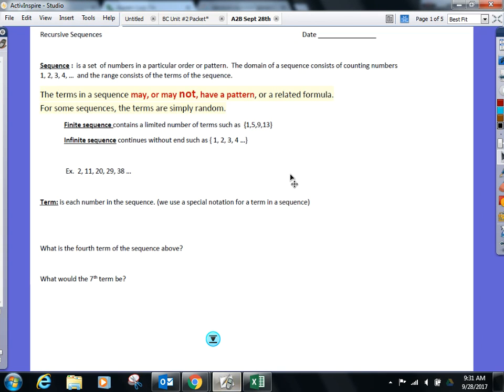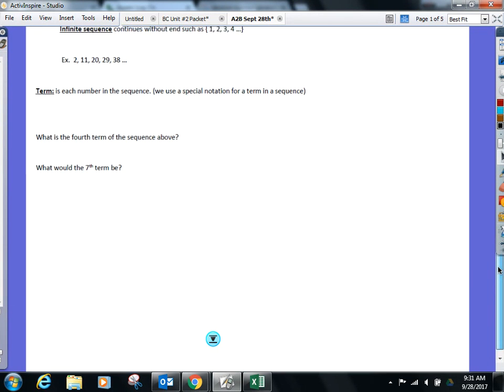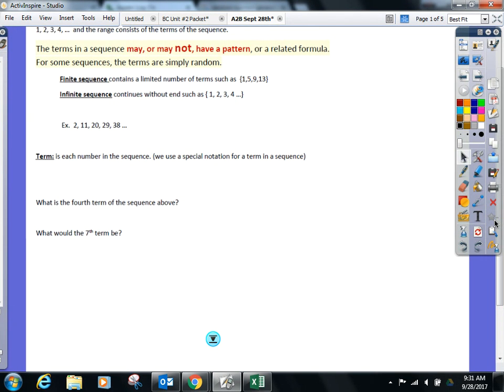Does everyone see there's 4 terms in here? That's it. It ends. Versus an infinite sequence, which goes on forever. It keeps going on, might have a pattern, might not. Now, what we have to get into today is the actual terms of the sequence. It's each number in the sequence, and there's special notation for it, which I'm going to go over very, very slowly today, because I need you to pick that up before we go anywhere in this unit.